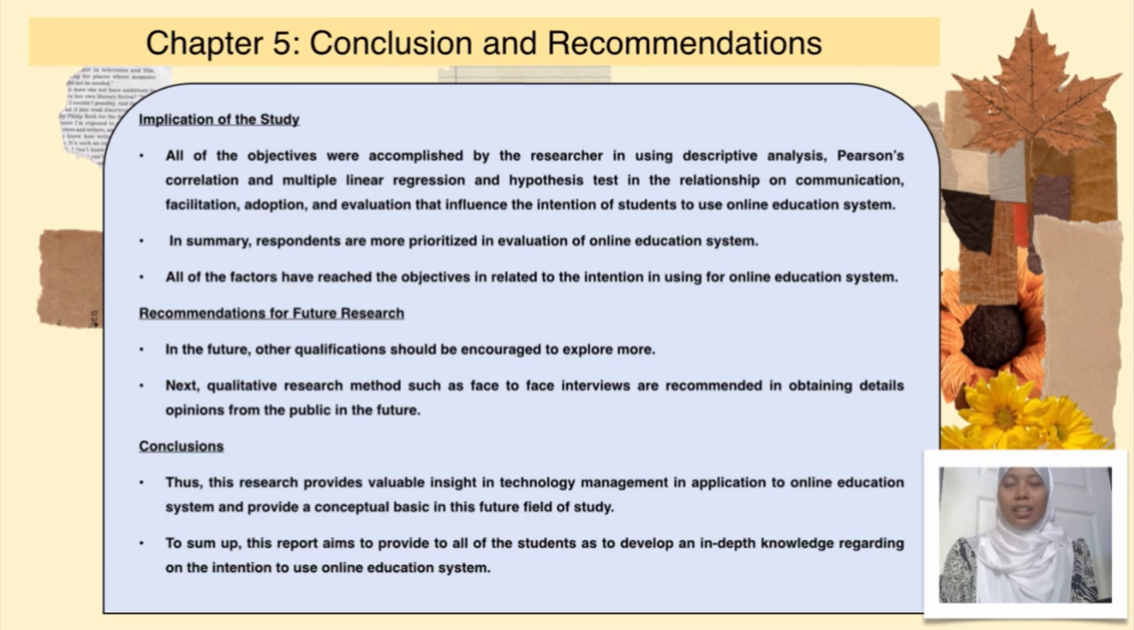Implication of the study. All of the objectives were accomplished by the researcher using descriptive analysis, Pearson correlation, multiple linear regression analysis, and hypothesis test. The relationship between the communication, facilitation, adoption, and evaluation influences the intention of students to use online education system. In summary, respondents prioritized evaluation on online education system. All of the factors have reached the objective related to the intention of using online education system.